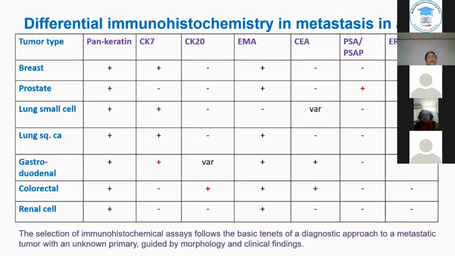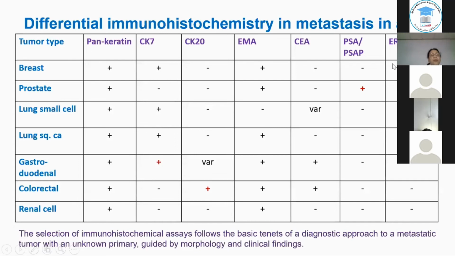So for differential, this is the basic panel for differential immunohistochemistry of bone marrow metastasis in adults. You can use pan-keratin, which is present in all the tumors which metastasize to the bone marrow. However, CK7 and CK20 may help you. Like CK7 is present in GI tumors and CK20 in colorectal tumors. EMA may also help, and is usually present in all except in the lung, small cell carcinoma.